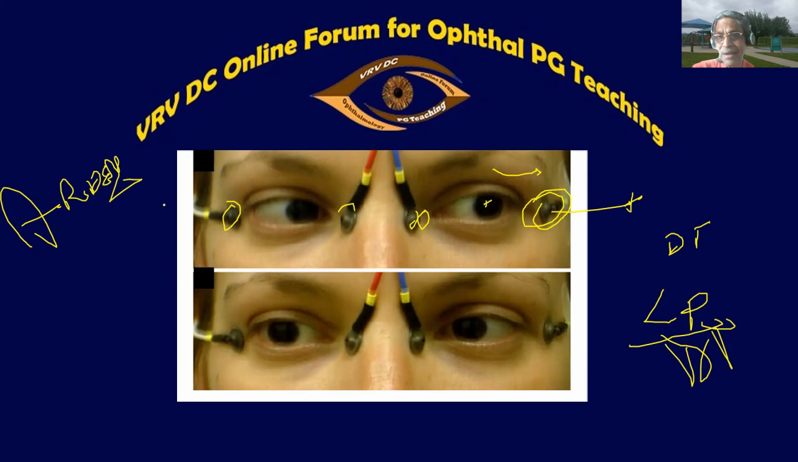What is the importance here? The normal value of Arden ratio is approximately 180 and above, 185, 180, like this. If the ratio is coming to 160, 165 area, it is subnormal. If the ratio is coming to 130 and below, it is abnormal.